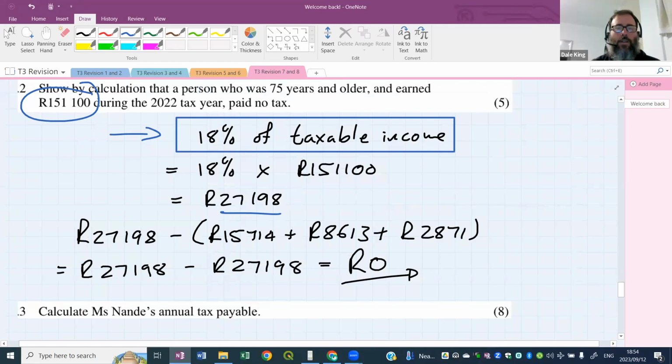So in this table over here, there's the first rebate, there's the second rebate, and there's the third rebate, money going back. So we had to minus all these values from how much tax this person owes. And it worked out that the rebates all came up to 27,198 Rand. So this person pays no tax. They said show that they will pay no tax. Well, because of all the rebates, they get all their money back. They pay no tax. All right, I hope that helps.